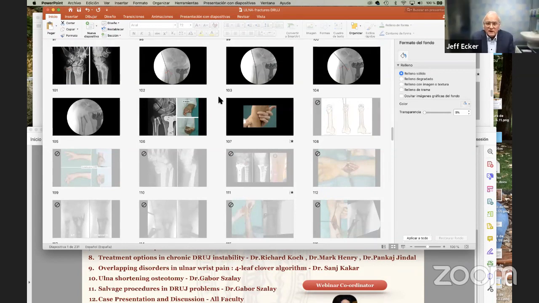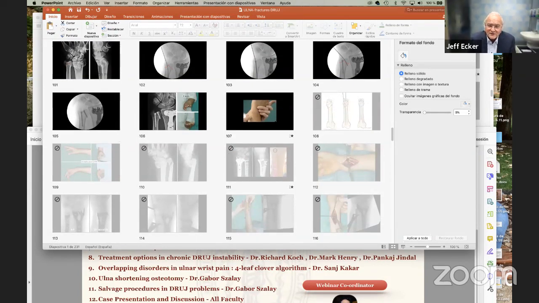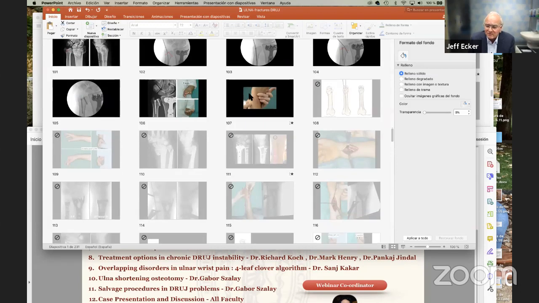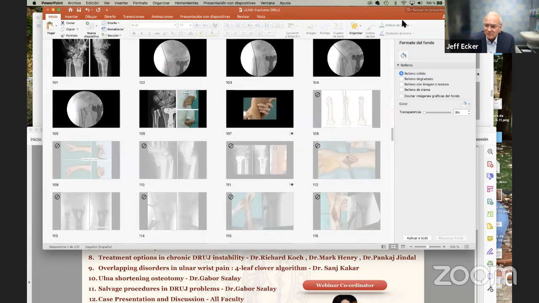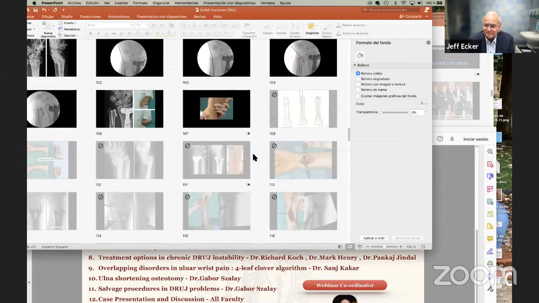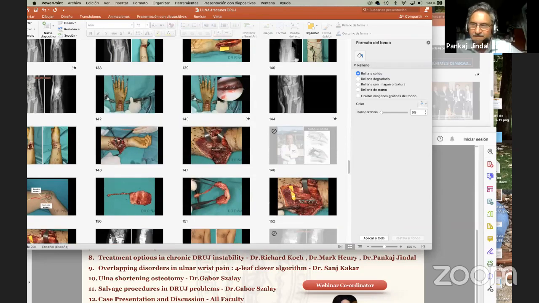No, except it's inherently sensible. And I think some of those cases were absolutely superb with wonderful results. I have nothing to add except to admire the cases and the talk. Okay. Mark, you want to add something here?